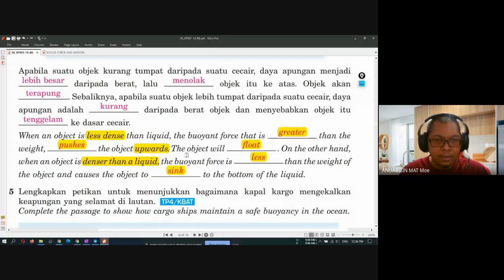Okay. Right. When the object is denser than the liquid, the buoyant force is less than the weight, causing the object to sink at the bottom of the liquid. Okay. Number 5.